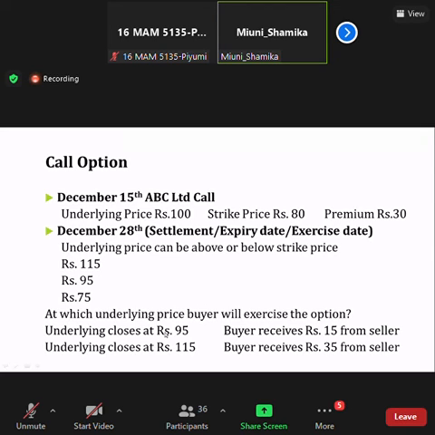So when the underlying asset price is 95, the option buyer will receive 15 from the seller, because strike price is 80 and underlying asset price is 95 in the market. When the underlying asset price is 115, the option buyer will receive 35 from the seller because strike price is 80. The agreed price is 80.